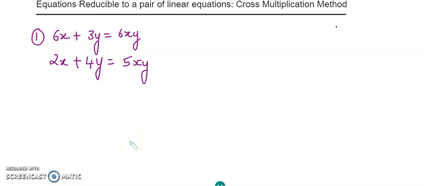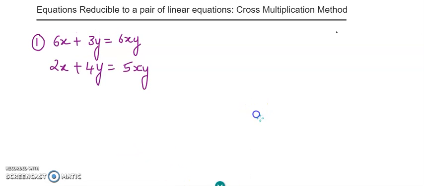Hello everyone, in the previous video we learned about the cross multiplication method. We're going to apply the same method to some equations which are not in linear equation form. As you can see here, 6x plus 3y equals 6xy and 2x plus 4y equals 5xy. We don't call them a system of linear equations because they are not in that form. So first we have to change them, and then we'll apply the cross multiplication method.